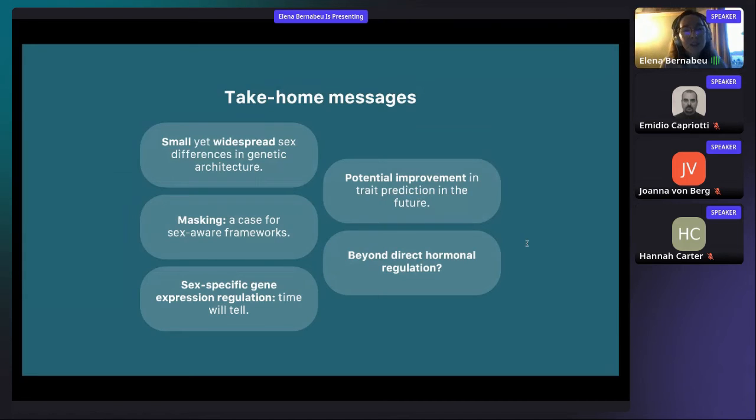So the take-home messages here are that, yes, gene by sex exists. It's small, but it's quite widespread. There is potential improvement in trait prediction, but that is yet to be seen as larger sample sizes become available. Potentially more interesting is the case of masking, which makes a case for sex-aware frameworks and making sure that we're not missing things by completely ignoring the fact that sex is there. It was quite interesting to see that we didn't find an obvious link to hormonal regulation. So again, that's yet to be discovered further, as well as a link to gene expression regulation, because the sample sizes sadly were not there.